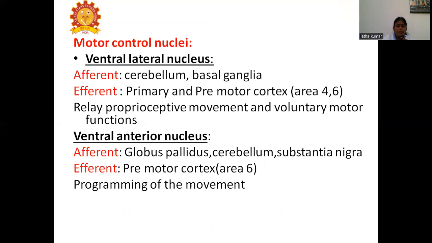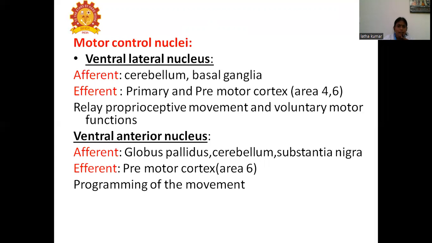It receives the dentothalamic fibers from the dentate nucleus of the opposite cerebellar hemisphere. It also receives fibers from globus pallidus via the thalamic fasciculus. The efferent fibers are projected into the primary motor cortex and premotor cortex, areas number 4 and 6. It relays proprioceptive movement and voluntary motor functions.